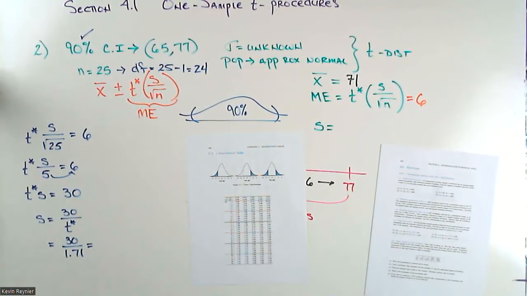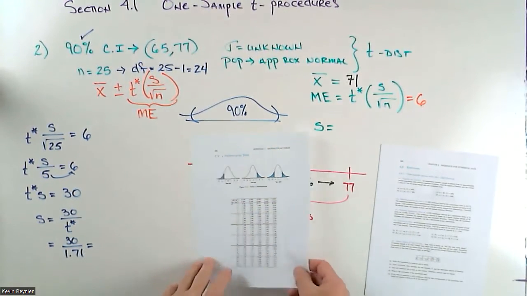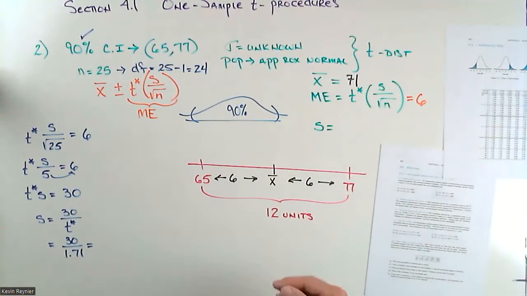So we can work backwards and forwards with confidence intervals. In problem 2, they wanted us to work backwards.